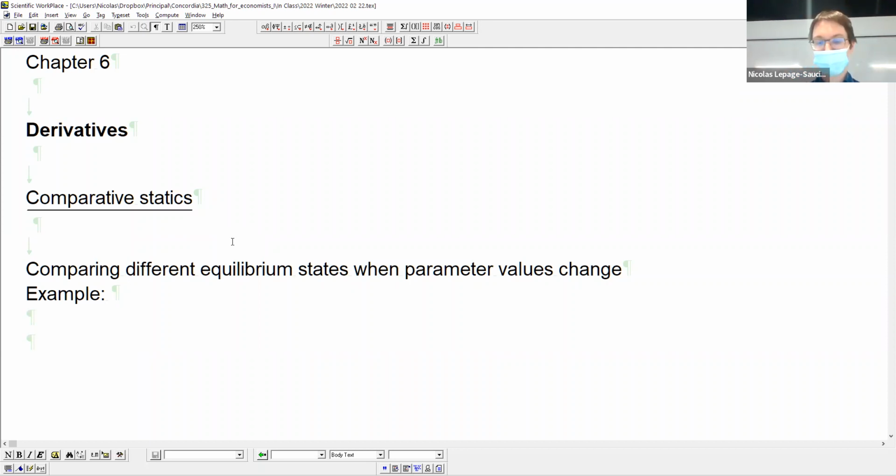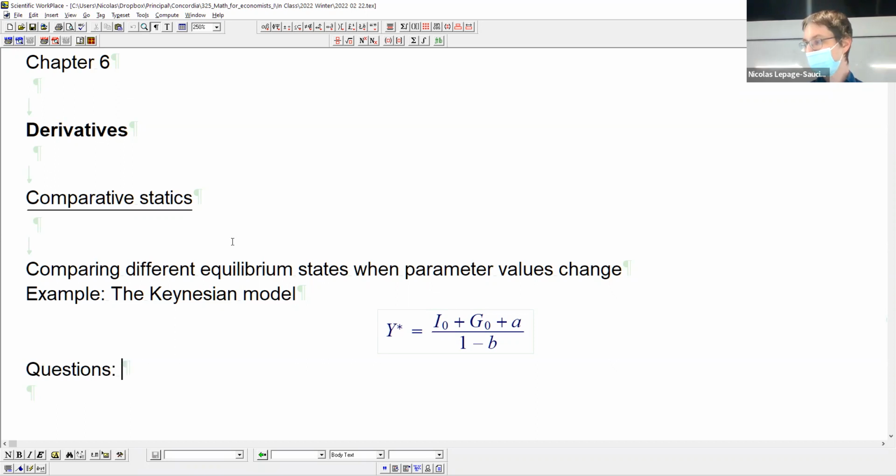We have found in the previous example, the Keynesian one, that y star equals I0 plus 2 0 plus 8, divided by 1 minus b. So the sort of question we may ask is, what happens to y star when I0 increases?